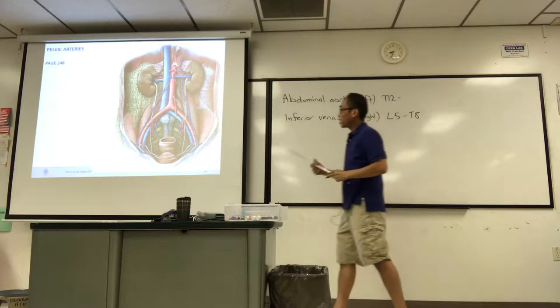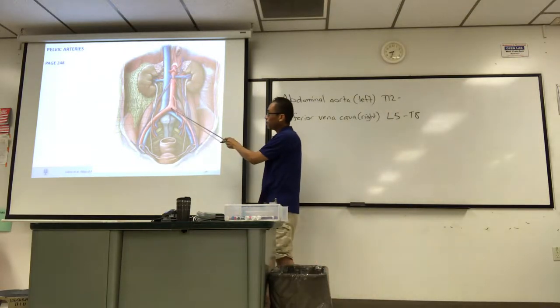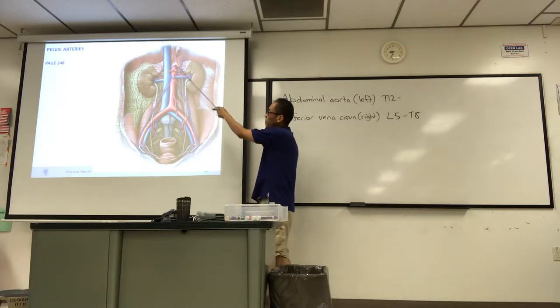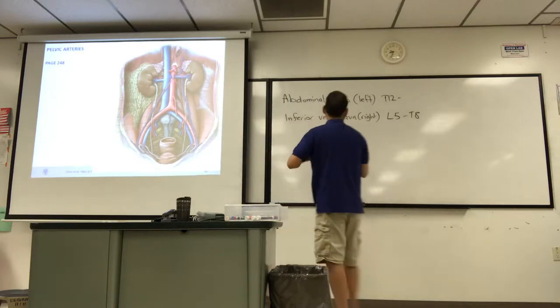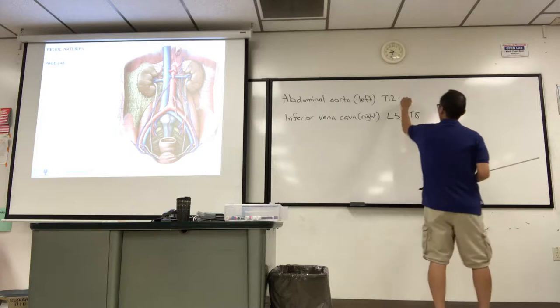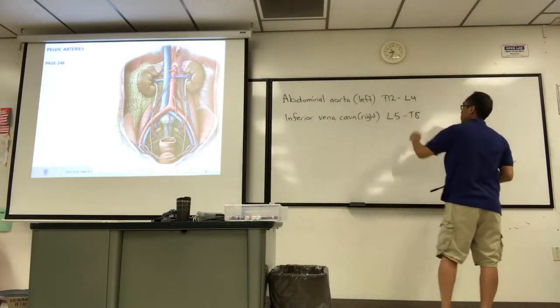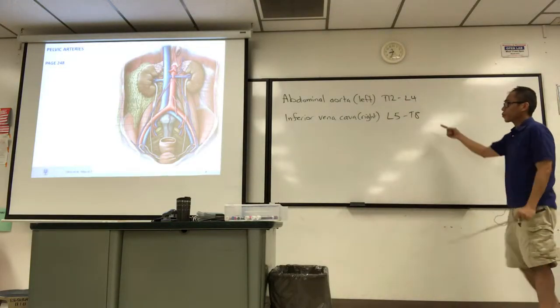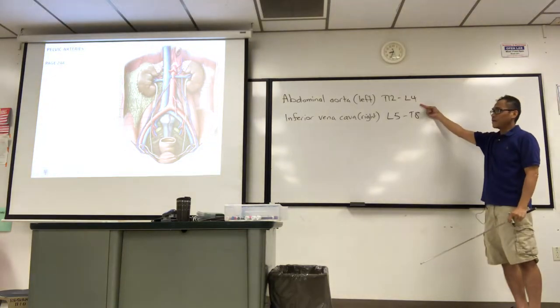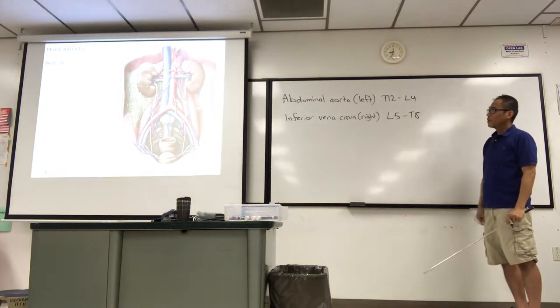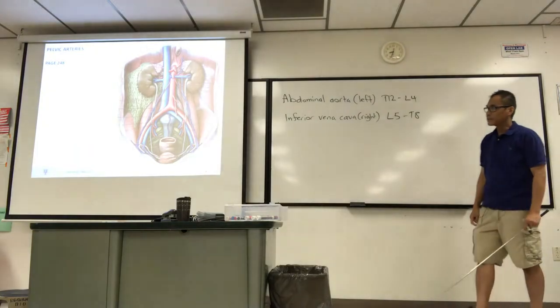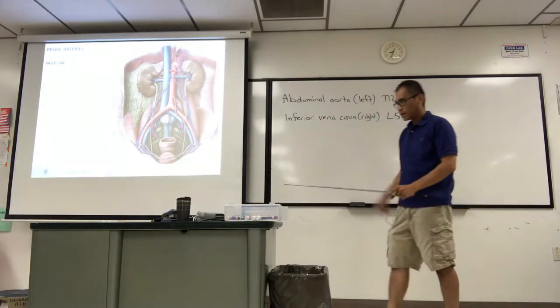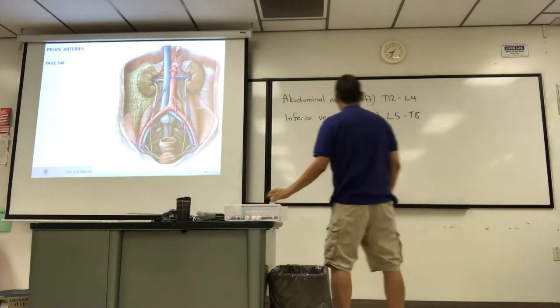It runs all the way close to the end right there. That's about L4. So usually books will say this artery runs from the level of T12 to L4. And so it's shorter because its hole in the diaphragm is lower. But basically, the abdominal aorta ends by bifurcating into the, let's follow the arteries, abdominal aorta.